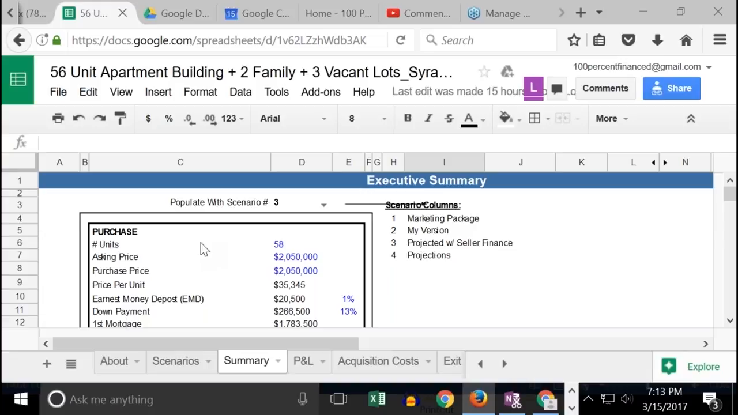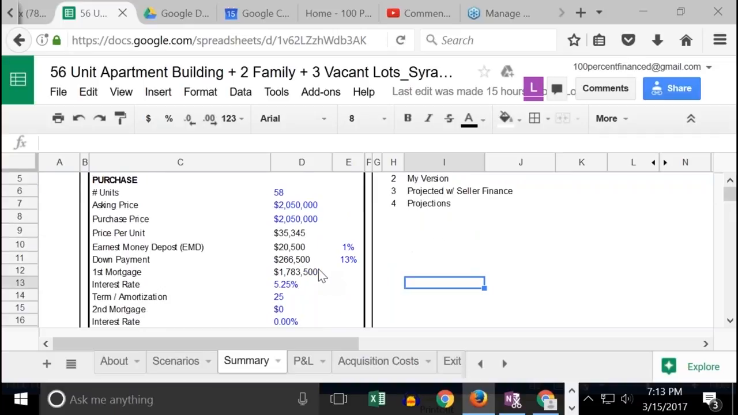I'll go over some of the basic information that you can clearly see. The price per unit, pretty much the price per door, is about $35,000, which is not too bad. That's the top high end that I like to pay for a property, anywhere between $25,000 and $35,000 per door. The earnest money deposit is $20,000, which is 1% of the purchase price, and the down payment is roughly $266,500. As you see in the blue, this is a 13% down payment because we were able to negotiate 7% seller financing. So we have 80% coming from the bank as a mortgage, 7% from the seller, and the other 13% we have to bring to the table.